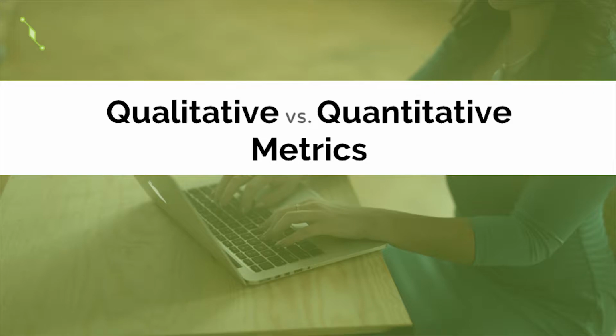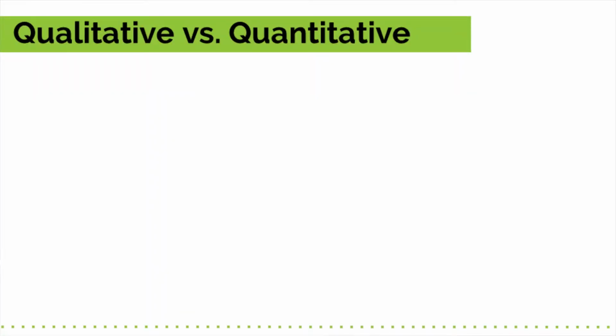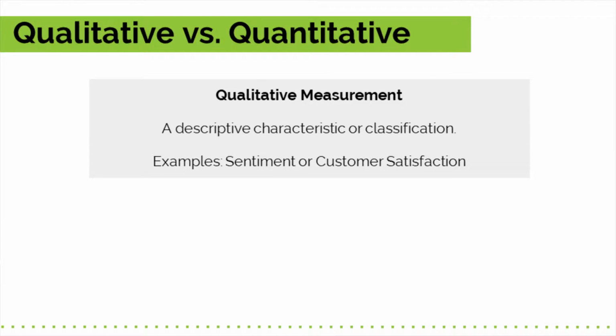There are qualitative and quantitative ways of measuring. For the purpose of this video, we'll primarily discuss quantitative metrics. Qualitative analysis requires more in-depth discussion and tools to understand the types of conversations happening about your business. Qualitative measurement is defined as descriptive characteristic or classifications. Examples of qualitative metrics would be sentiment or customer satisfaction. Sentiment refers to how positively or negatively your brand is talked about online. These sort of metrics usually require more advanced monitoring tools.